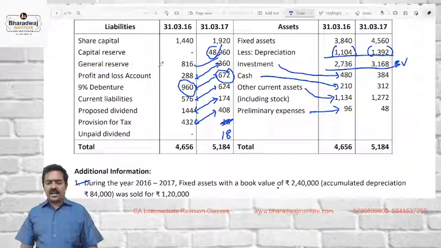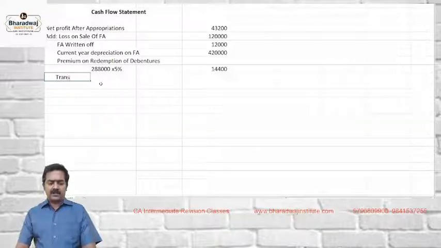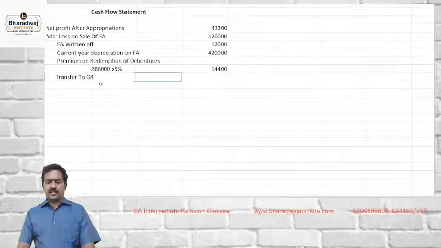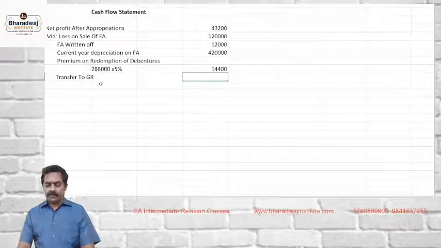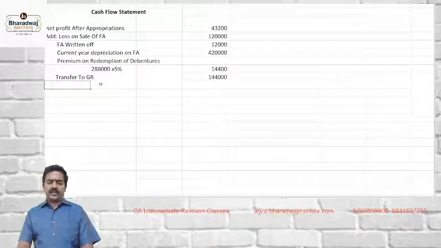No. General reserve, look at opening balance 816, closing balance 960. Yes, we made a transfer to general reserve. Add transfer to general reserve. What is the transfer to general reserve? How much? 1,44,000.